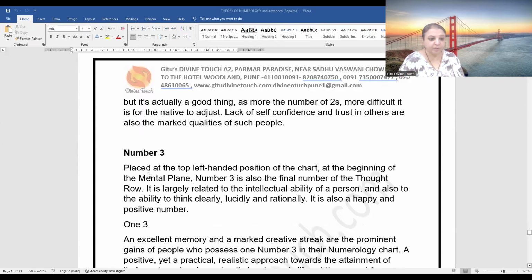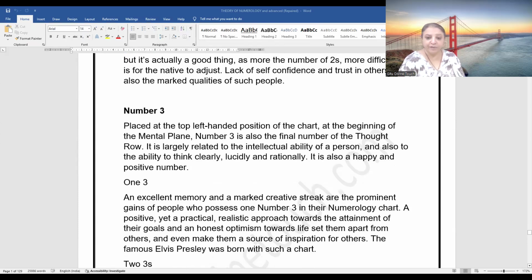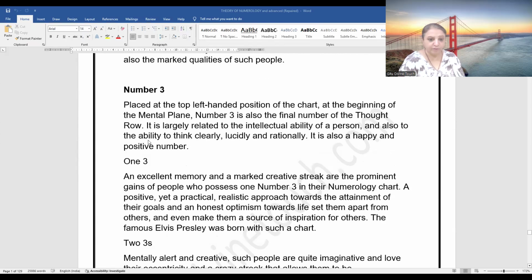Number three, placed at the top. Actually, this placing is different here. In the mental plane, it is at the top left. Number three is also the final number of the thought row.